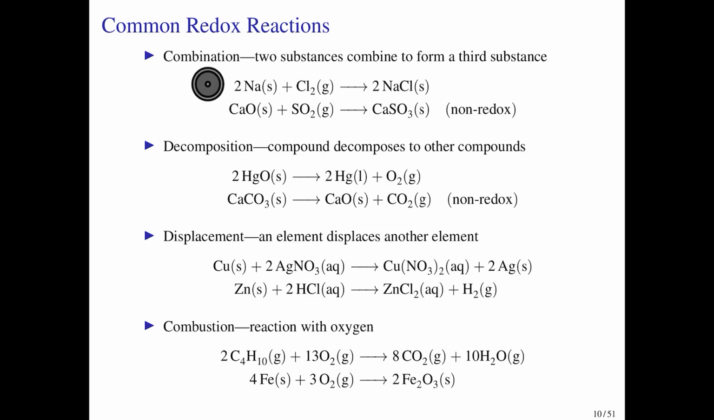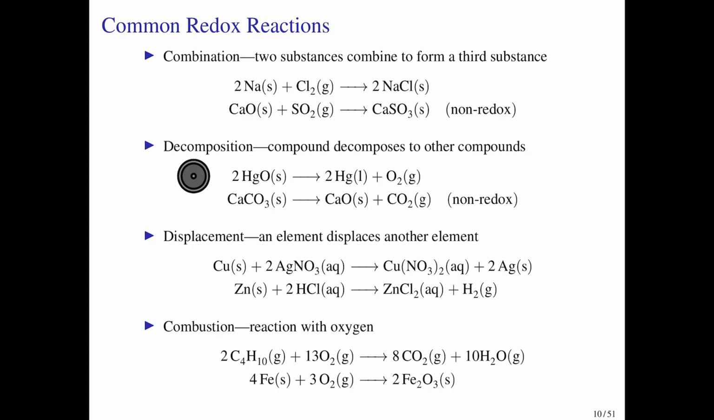If you have elements going to compounds, you know it's a redox reaction. Here is an example of a combination reaction that would be non-redox. If you carefully work through the oxidation numbers of all of the atoms in this reaction, you'll find that they don't change as you go from reactants to products, and so it's not a redox reaction.